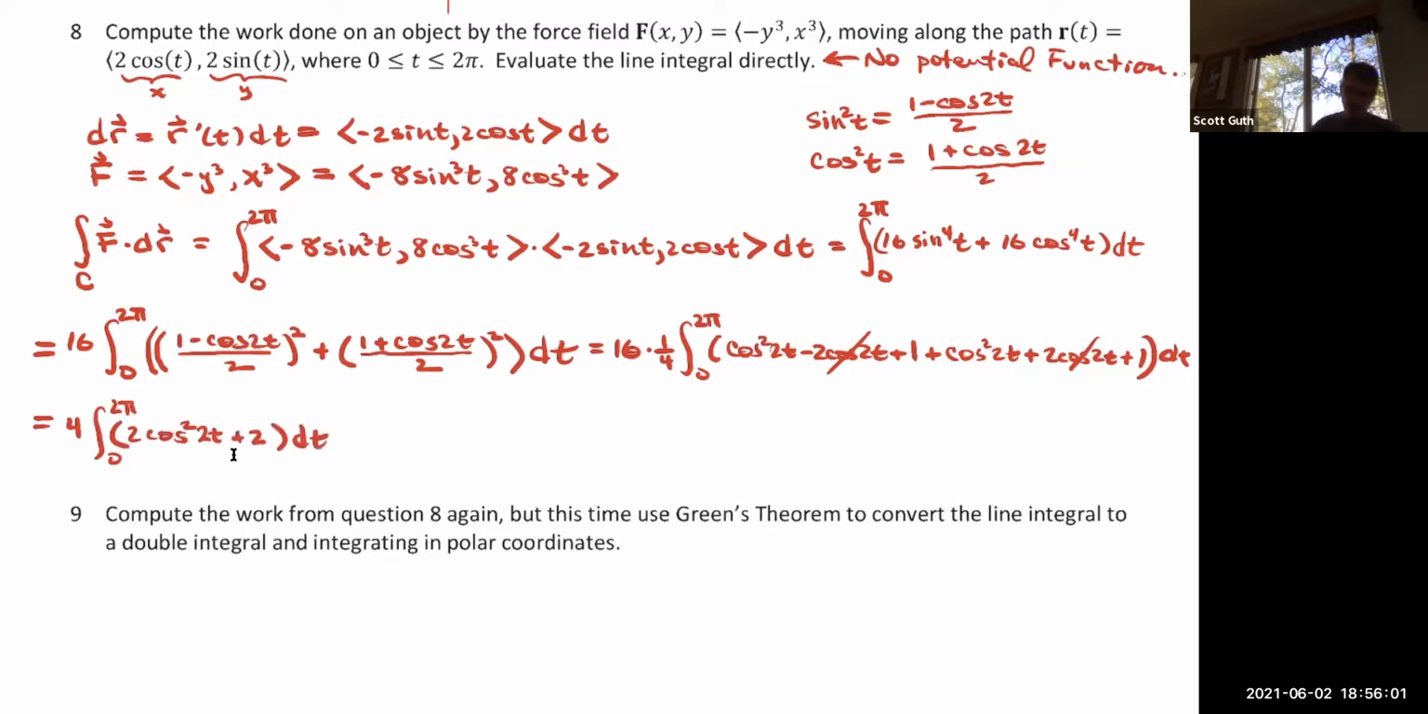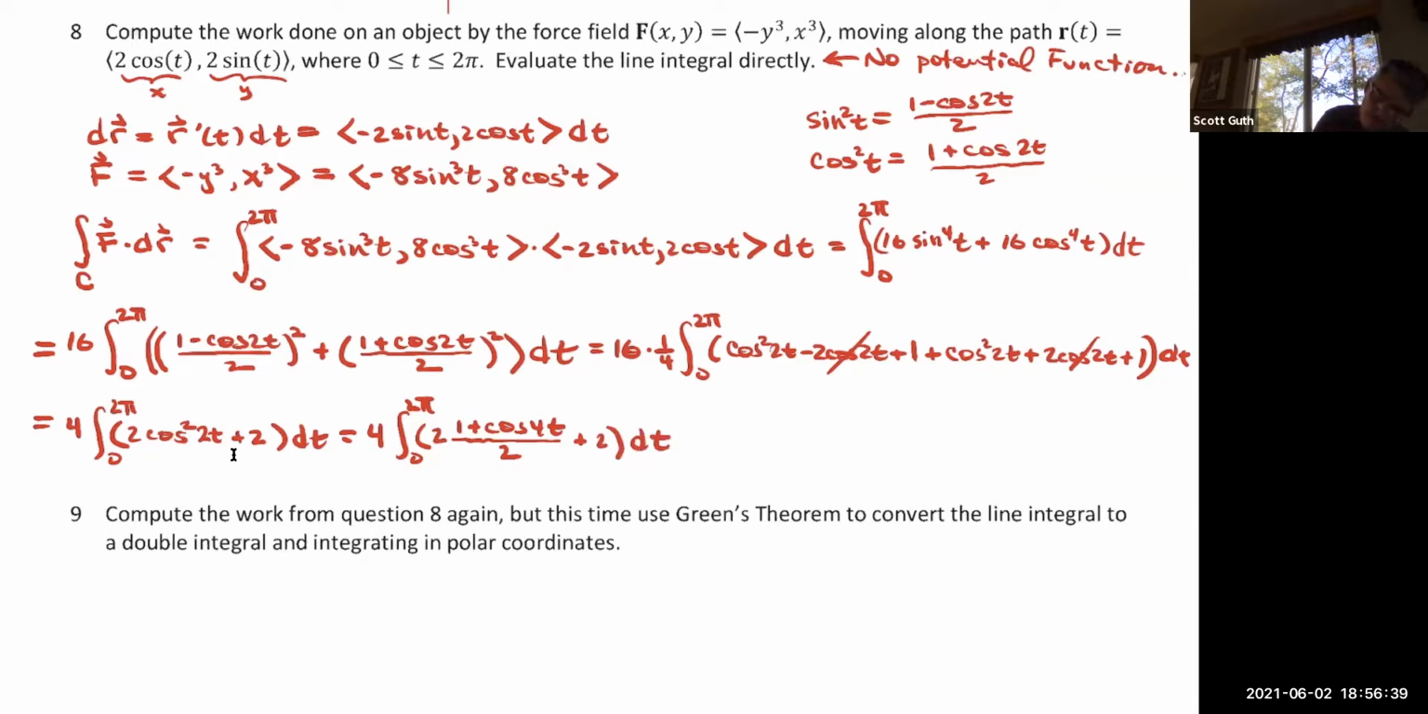And unfortunately, cos squared 2t is going to have to get reduced as well. So here you're going to get a 4 and the integral from 0 to 2 pi. So here you're going to have, I guess I'll leave the 2 in for a sec. So you're going to get a 2, and then this is going to be 1 minus, no, plus cos of 4t, right? And that's over 2. And then plus that other 2. So there's a dt.